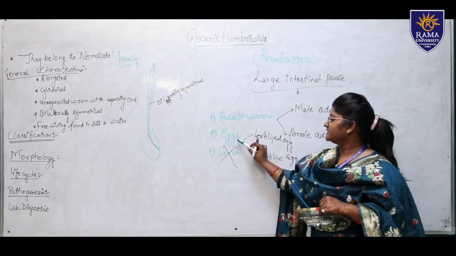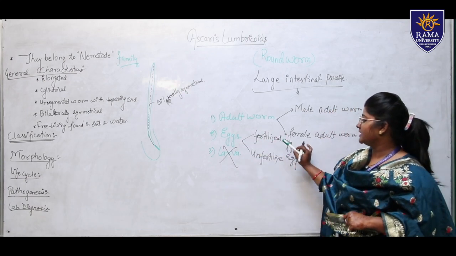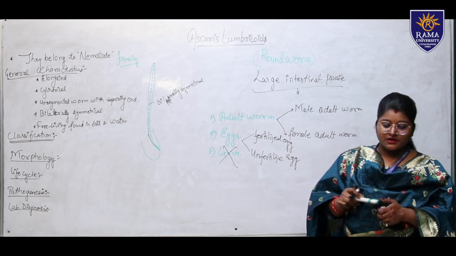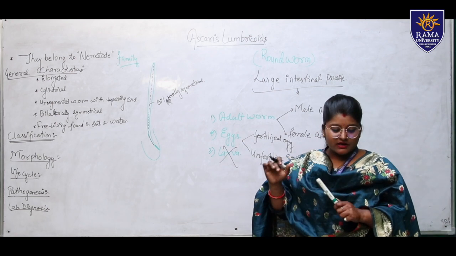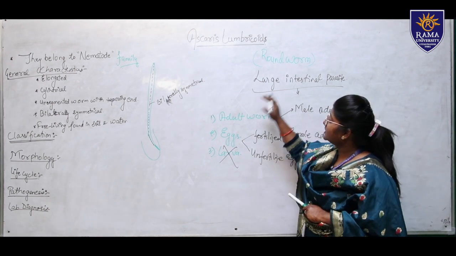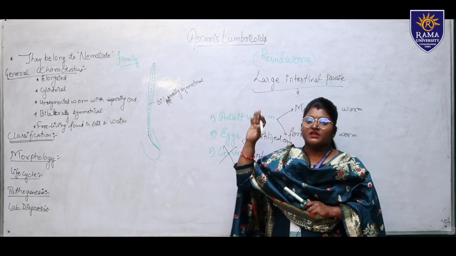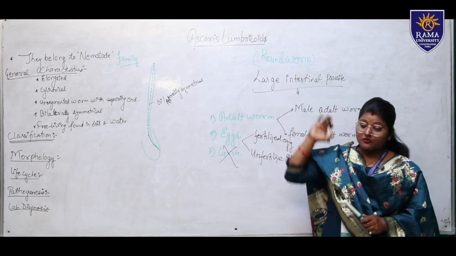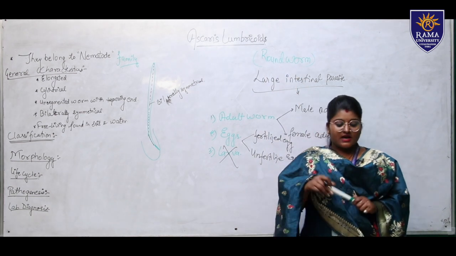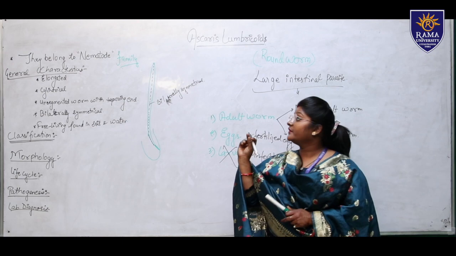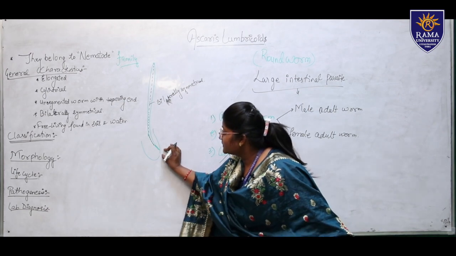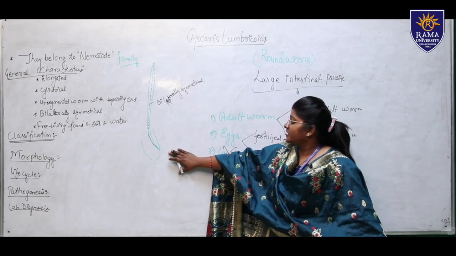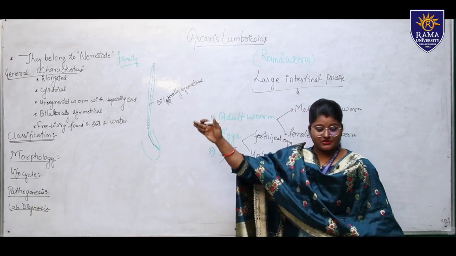Now number two is eggs. Eggs are basically divided into two parts, fertilized eggs and unfertilized eggs. Now let's talk about the adult worm. Basically, all the adult worms of this parasite, that is roundworm or Ascaris lumbricoides, are large cylindrical worms with tapering ends, with the posterior end tapering and the anterior end rounded in shape.